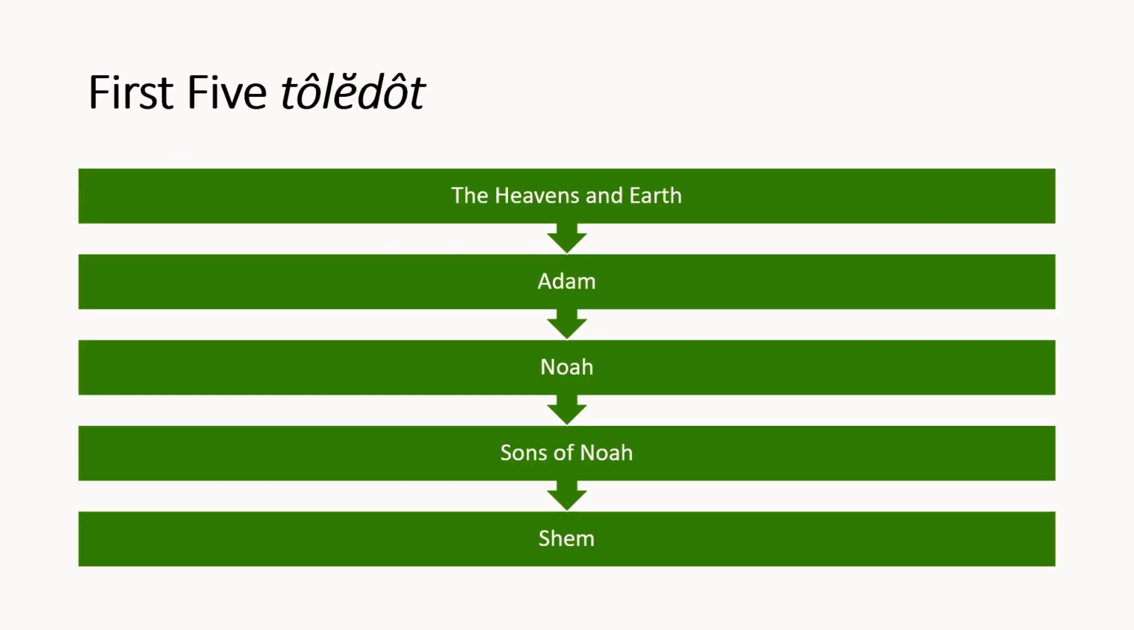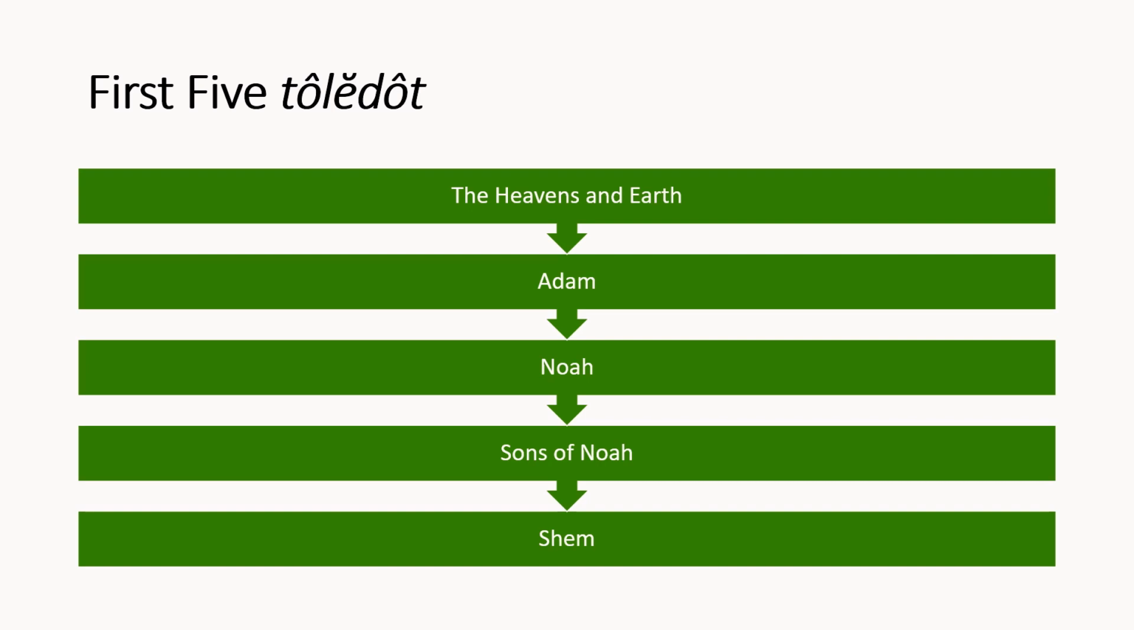Now, the first 5 Toledot are the ones that form the primeval history. You'll probably notice that as it goes down the Toledot, the focus becomes more specific. So the first Toledot is the generations of heavens and earth, which is talking about the whole of creation. And then the next one, I believe in chapter 5 verse 1, is the generations of Adam. So this has now narrowed down from heavens and earth, from the whole of creation, to one particular species in that whole of creation.